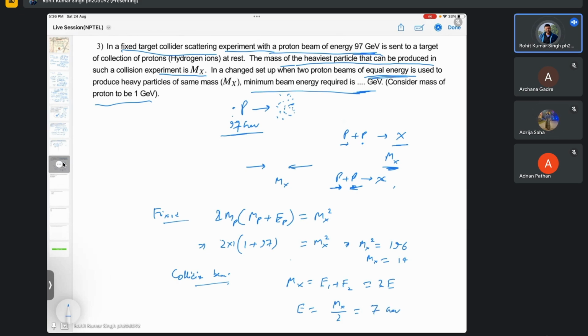So now you see the difference. You needed 97 GeV to produce a 14 GeV particle, but you need only 7 GeV protons in a colliding beam to produce this 14 GeV particle. So this is a simple problem. For those who don't know these formulas, you should go and check the lectures. These are simple expressions derived for fixed target experiments and colliding beam experiments. Any question here? I guess not.